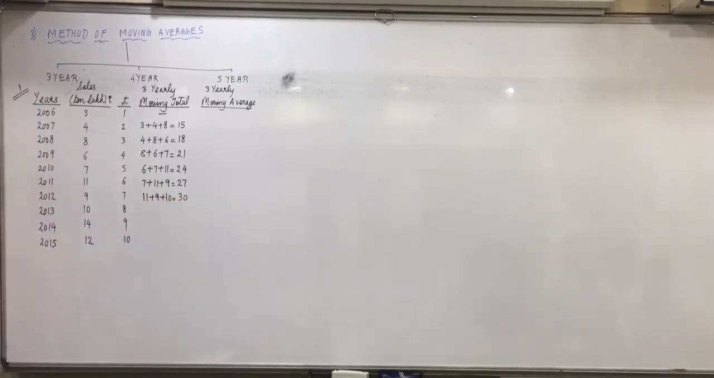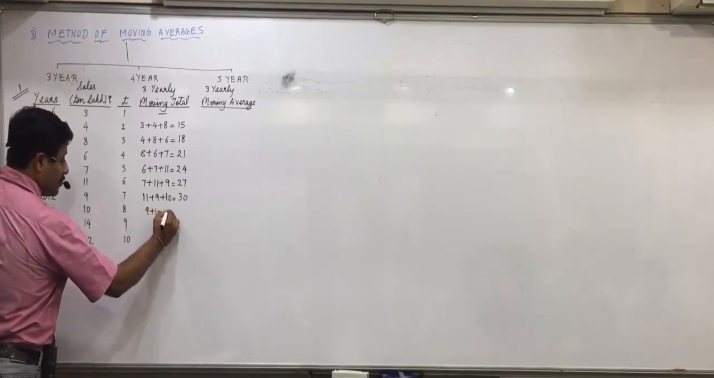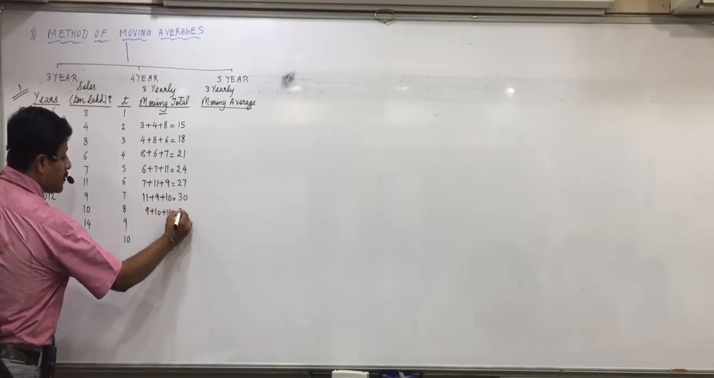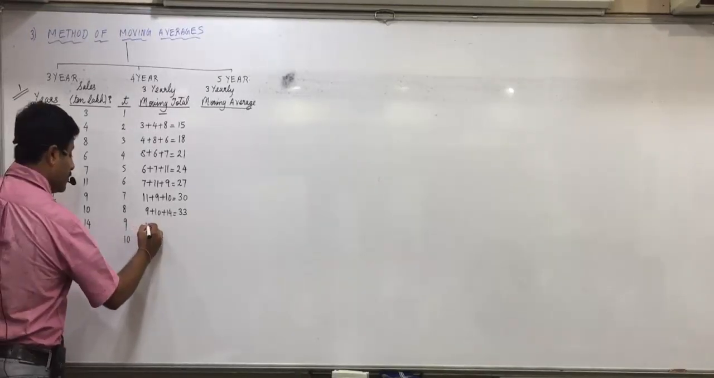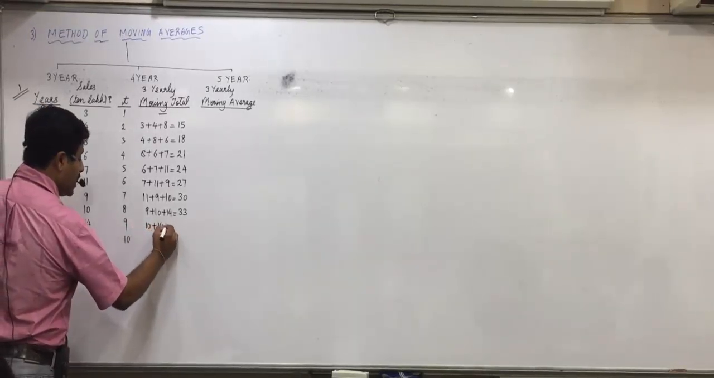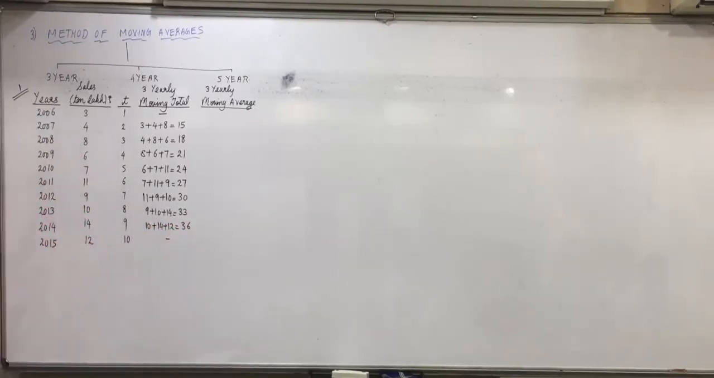Khushali: 9 plus 10 plus 14, 33. And Isham: 10 plus 14 plus 12, 36. Last will be again blank. First and last will be blank in 3 yearly moving average.